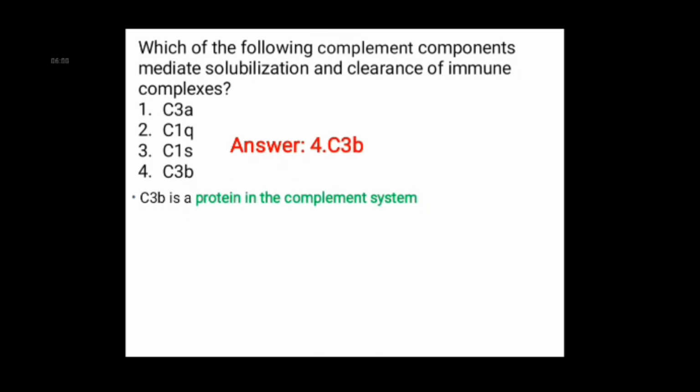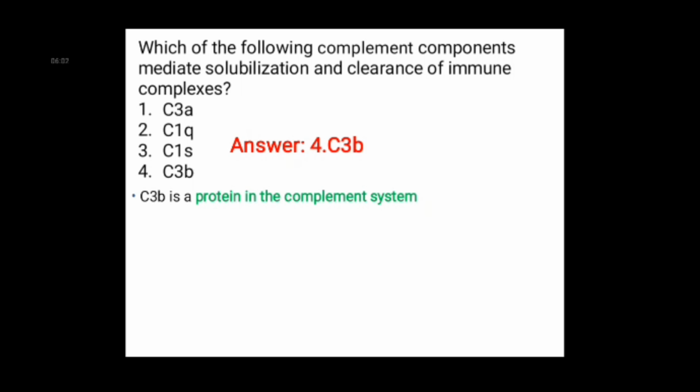Next question. Which of the following complement components mediate solubilization and clearance of immunocomplexes? Option 1 C3a, option 2 C1q, option 3 C1s, option 4 C3b. And the correct answer is option 4 C3b.